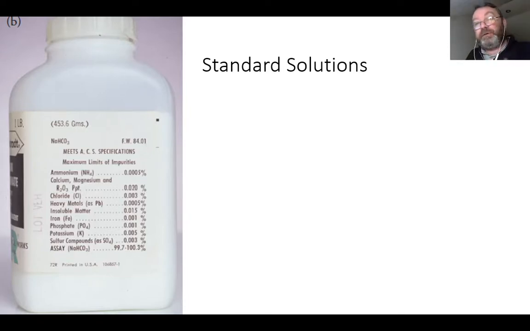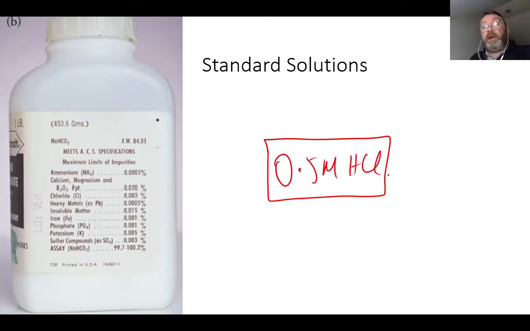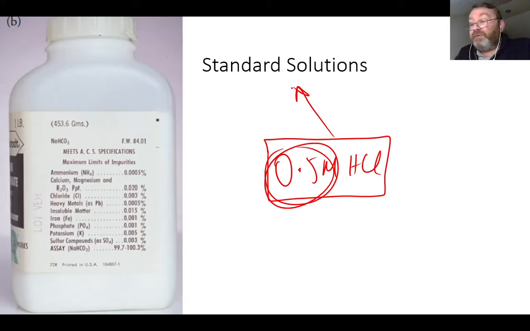A standard solution is one in the lab whose concentration is known. You'll often see labels sometimes like this in the lab, and it'll have 0.5 molar HCl. Now, if I know what the concentration of a solution is, then it's a standard solution. So if anybody was to ask you, what's the definition for a standard solution? Simple. A standard solution is a solution whose concentration is known.